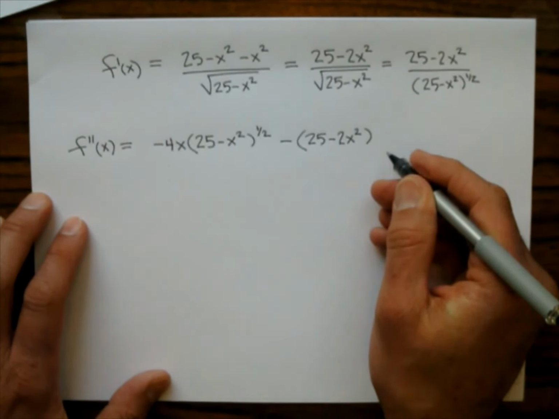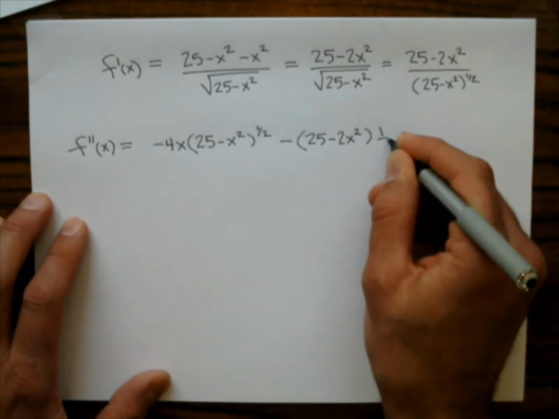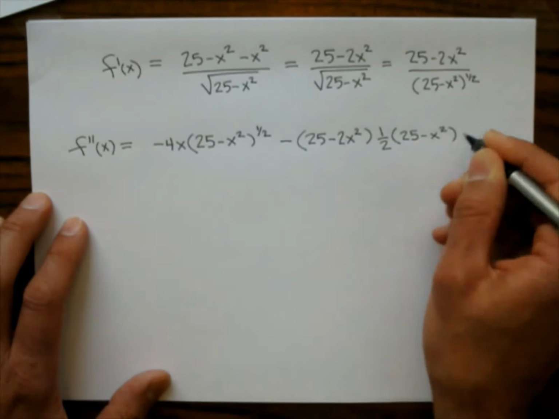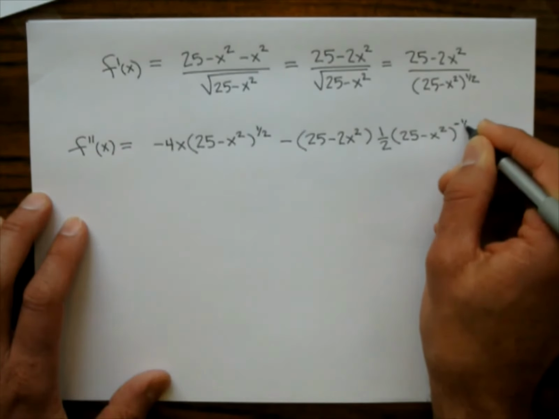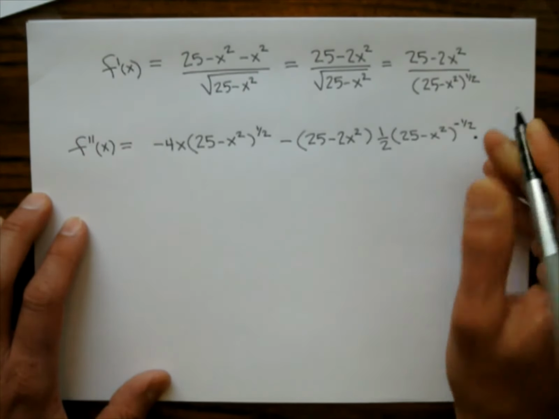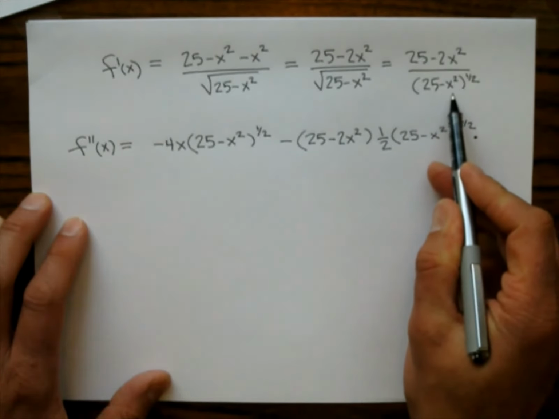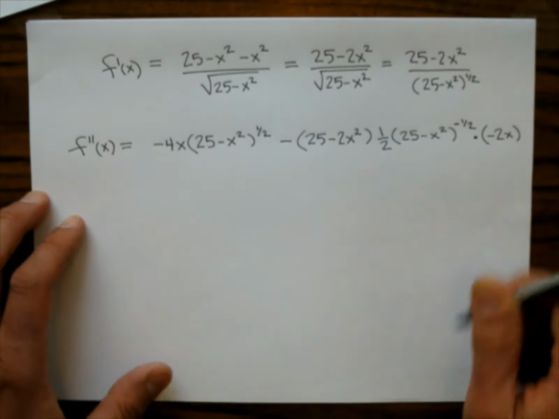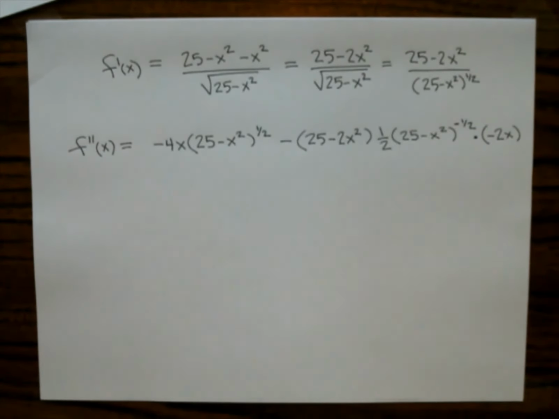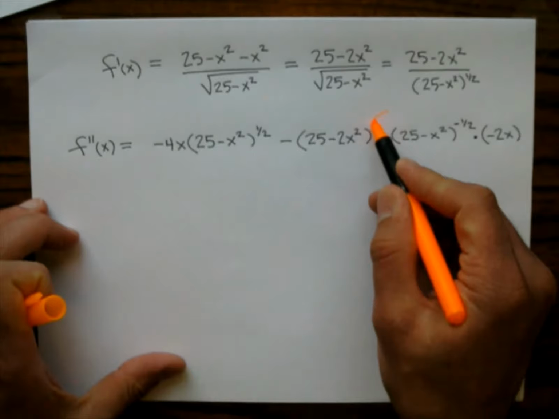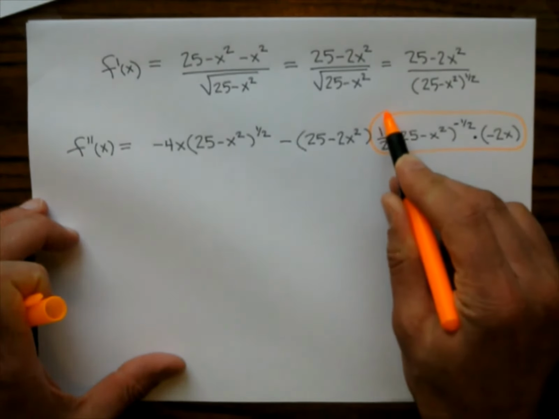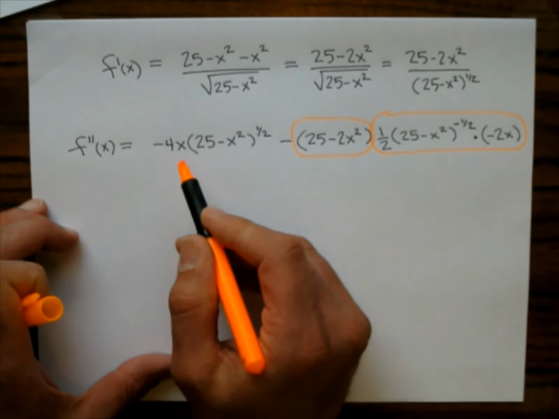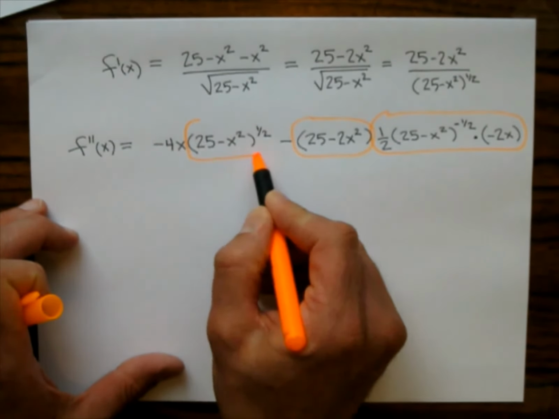The derivative of the bottom is going to be a chain rule. We're going to go 1/2 times 25 minus x squared to the negative 1/2 power. And then we're doing a little chain rule, so the chain rule says we go negative 2x. If you're sitting there going, what just happened? Let me go ahead and circle things here. I don't know why I'm using the orange highlighter, but it's too late now.